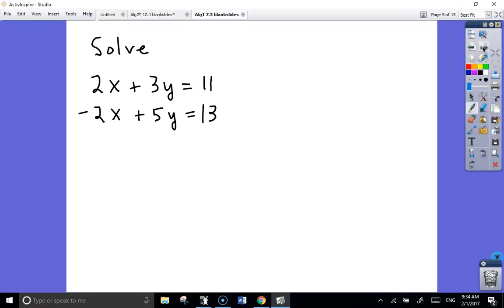Which variable looks like it's going to cancel? The x's, right? And so how should I do that? Should I add these two? Yeah, I mean, this is an add. When they have the opposite sign, then you add them to cancel a variable.